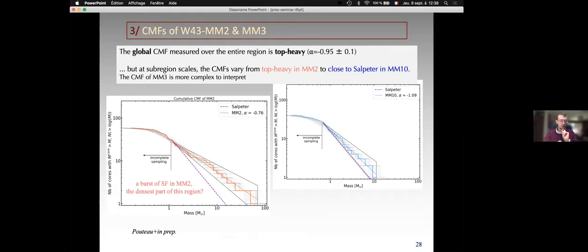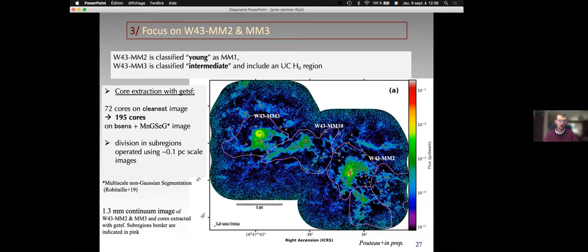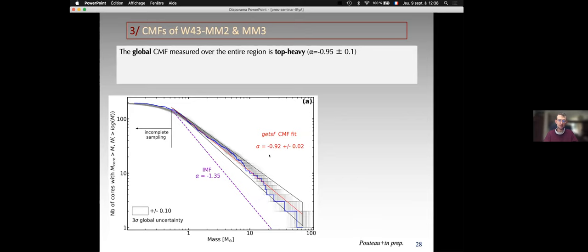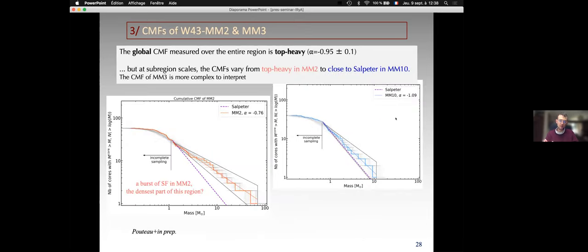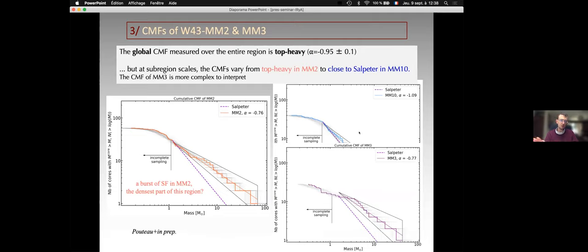one subregion to another. And actually, we see that if we isolate the MM2 subregion, we see an even flatter mass distribution, while in the intermediate region, in this filament called MM10, the mass distribution is compatible with Salpeter. In MM3, it's more complicated. So what we could see here is that we are seeing a burst of star formation only in the MM2 part of the region, which is also the densest of the two.